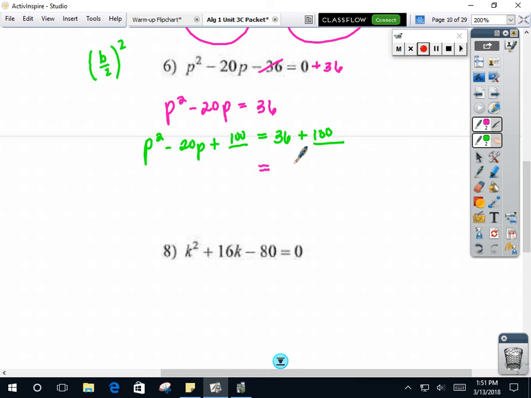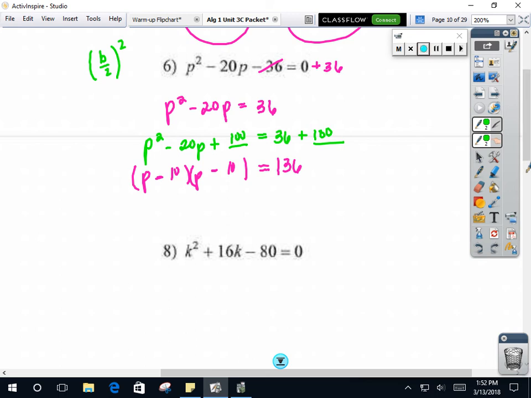Okay, now, on the right side is simple. 36 plus 100 is just 136. On the left side, it should be simple for you by now because we've been factoring a long time. You just look for two numbers that multiply to 100 and add to negative 20. And they have to be the same. And the easiest way to know them is just take the square root of that number. What's the square root of 100? 10 and 10. But for them to add to a negative, they both need to be negative.